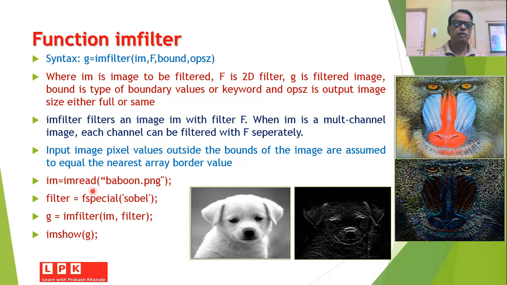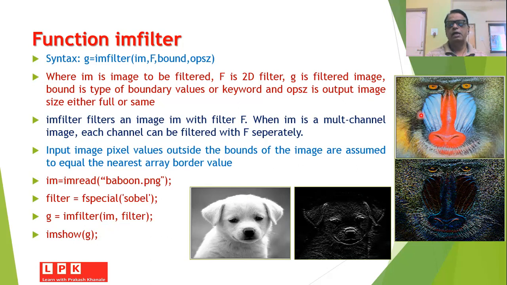Say for example, if I have been given some image, then initially I need to read that image by using the imread function. Then I can make use of the fspecial function in order to define the filter. Filter is equal to fspecial, and here you can write the different default filters that are available in Scilab or MATLAB. For example, I can make use of the standard filter called Sobel filter. And then I can get the output image G by using this imfilter function, imfilter of the image comma filter. And then I can show the image.